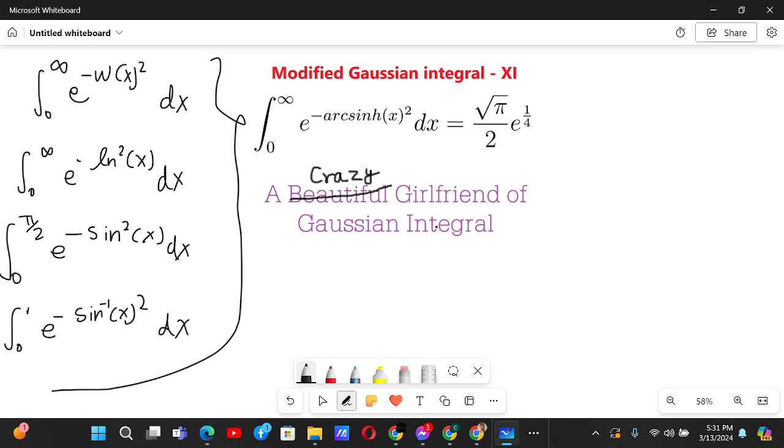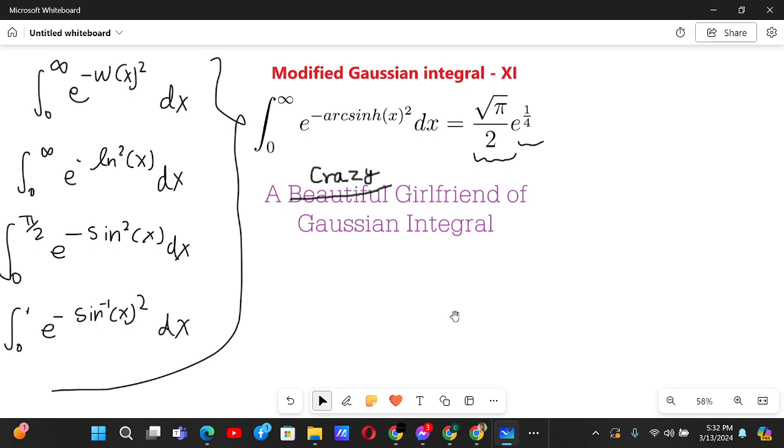And for now, let's look at this beautiful girlfriend of the Gaussian integral, because it replicates the root pi by 2, but it gets slightly complicated by e to the power 1 by 4. And complicated stuff is always cool. Okay, fine, we can also say this is a crazy integral. But now let's look at how we solve this problem.